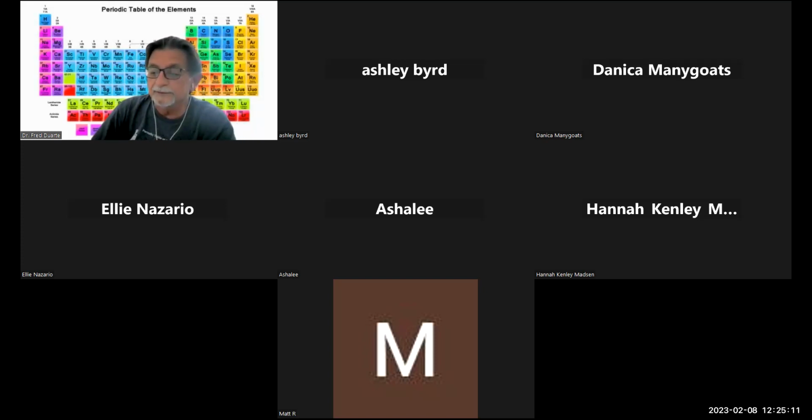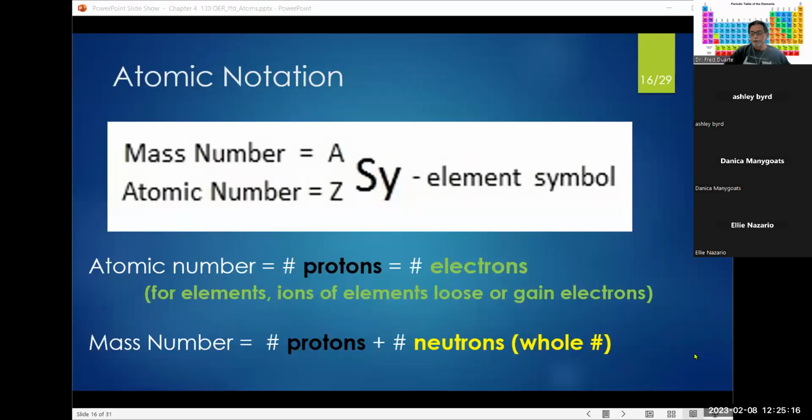All right, let's try this again. Okay, so the symbol denoted by the letter SY, very generic, general information there. And then the mass number, okay, both of these, mass number and atomic number, always whole numbers, okay? Not to be confused with the number underneath the symbol on the periodic table, a decimal number. That is called the atomic weight, okay?